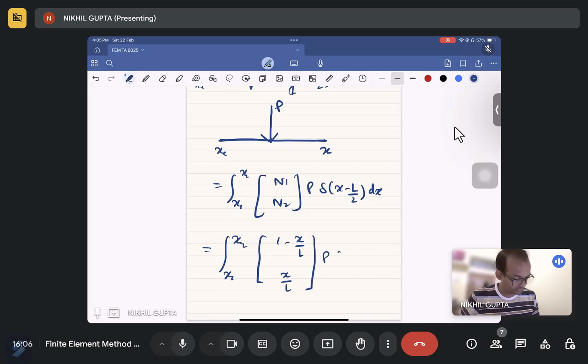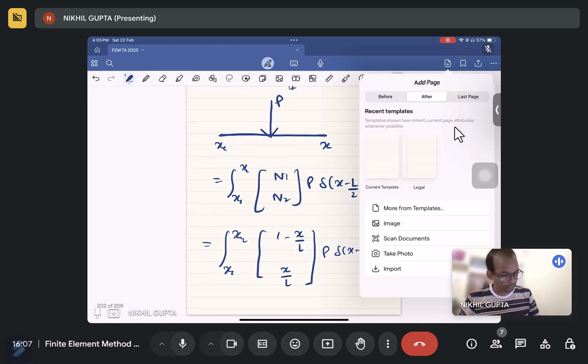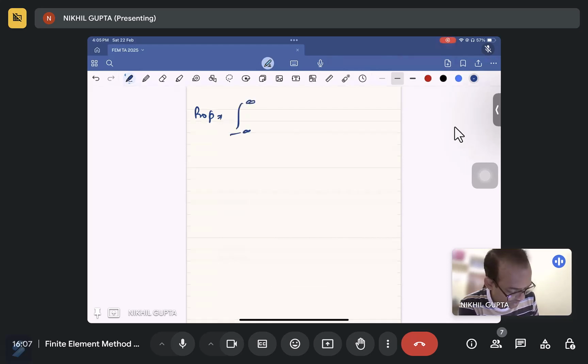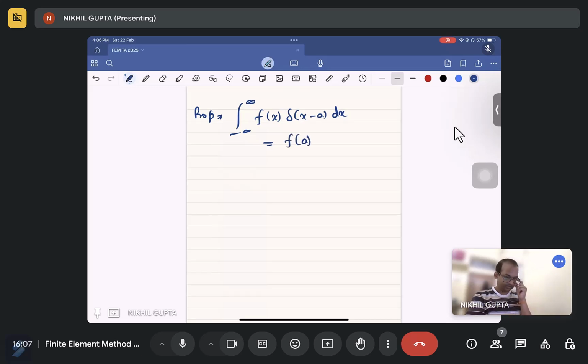So we write this as the integral of p delta (x minus L by 2) dx. One more property of this delta is that when you are writing the integral of f(x) delta (x minus a) dx, you don't need to integrate it directly. You can directly substitute x is equal to a, and that will be your solution.